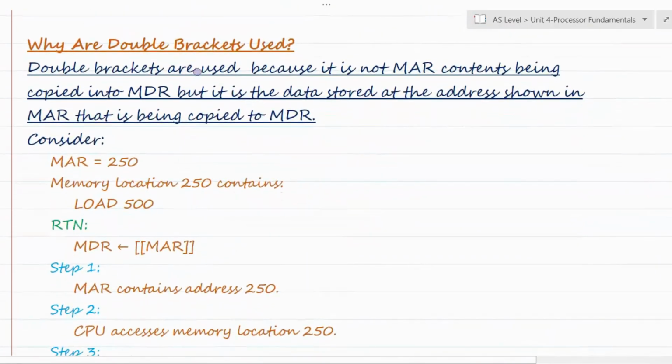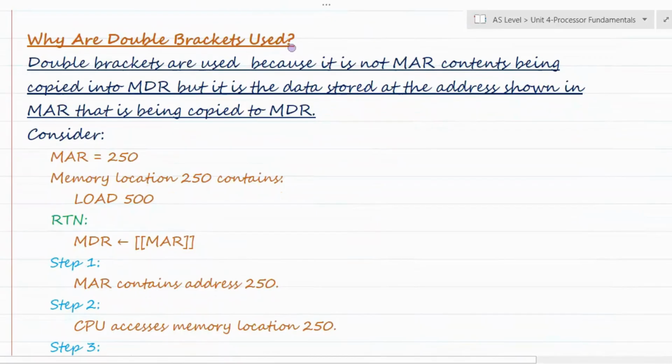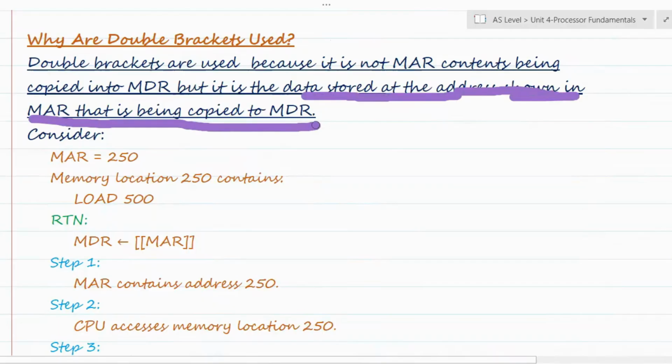Now I have also explained here again why double brackets are used, because sometimes we do have questions based on this in past papers. So whenever they ask why double brackets are used, or if you have a question which is tweaked in order to test your knowledge about this, you may write: double brackets are used because it is not the MAR content being copied into MDR, but the data stored at the address shown in MAR that is being copied to MDR.